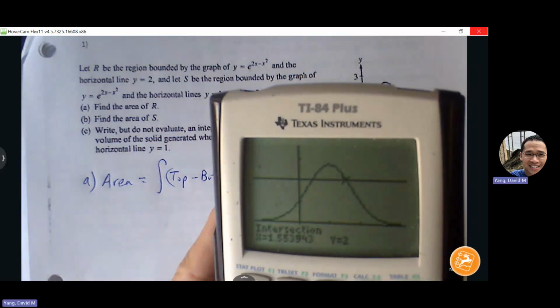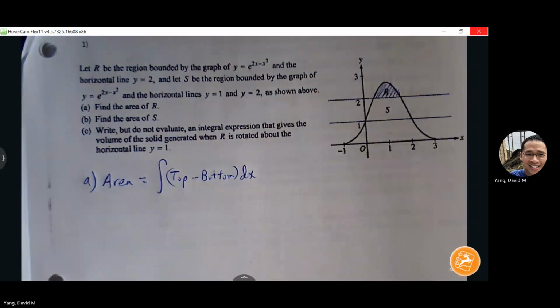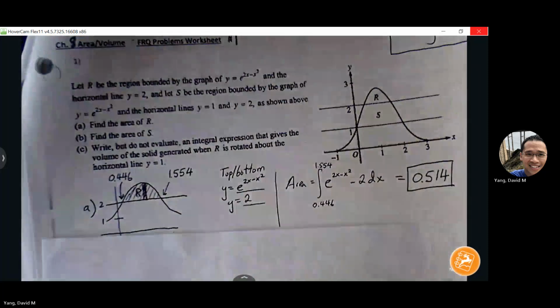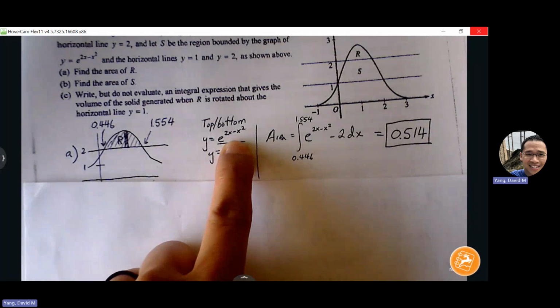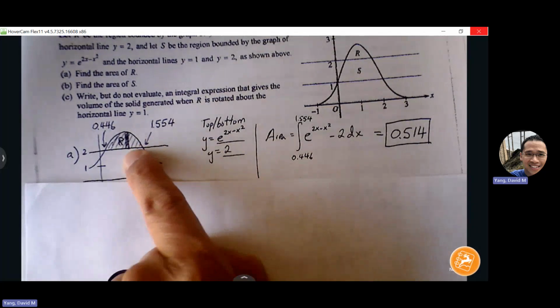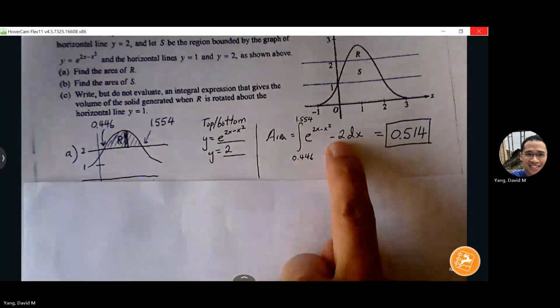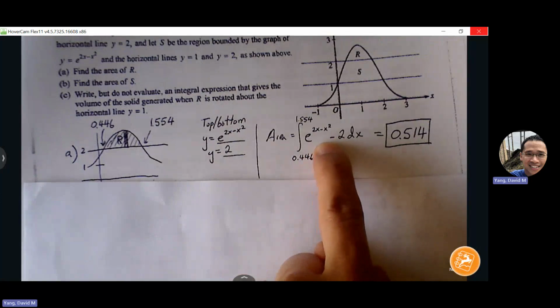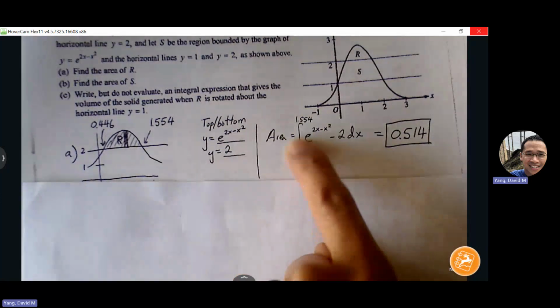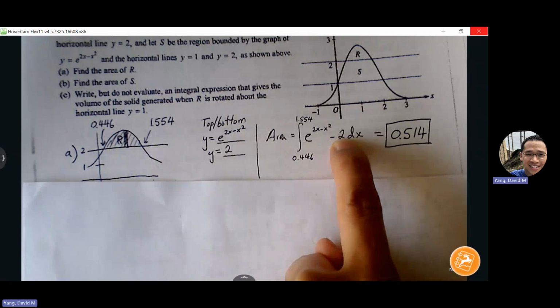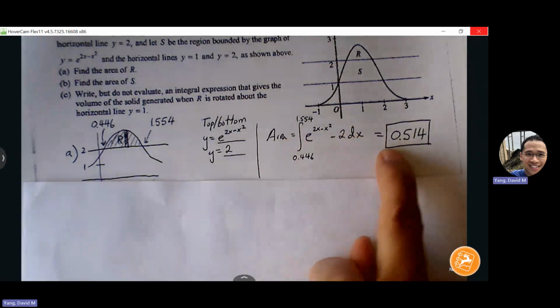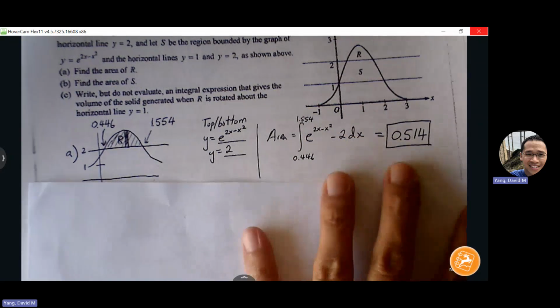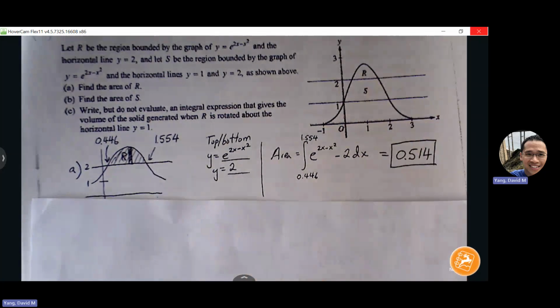My second intersection is at 1.554. My top graph is the e to 2x minus x squared. My bottom graph is the y equals 2. Subtract that. That's my height component. I got my width component. Accumulate that height and width component over the course of the entire interval. And my answer is the area of region R.